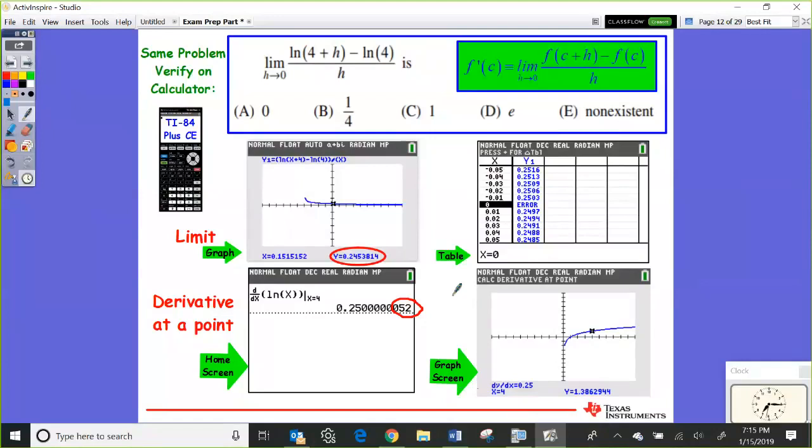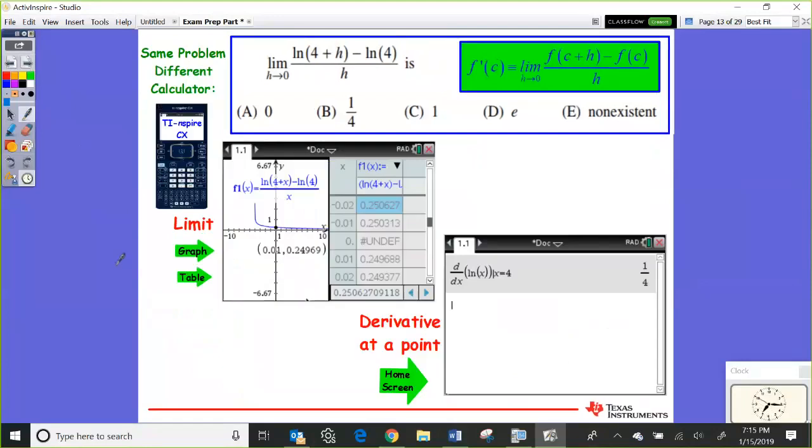I'll show you all of these skills at the end. You've got all the screens here, but we'll go through some of these skills, such as taking the derivative at a point from your home screen and from your graph screen, when Vicki and I come back with the actual calculator itself.